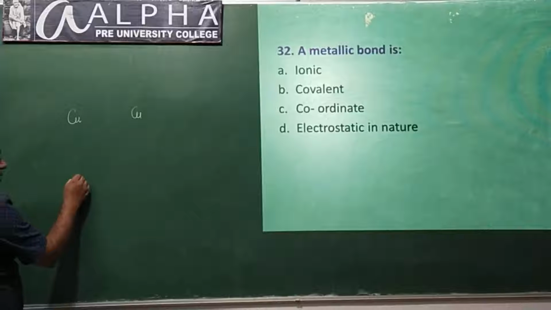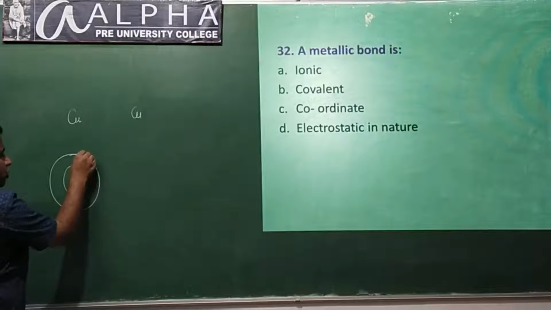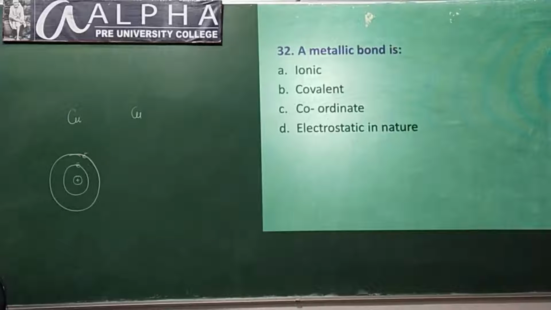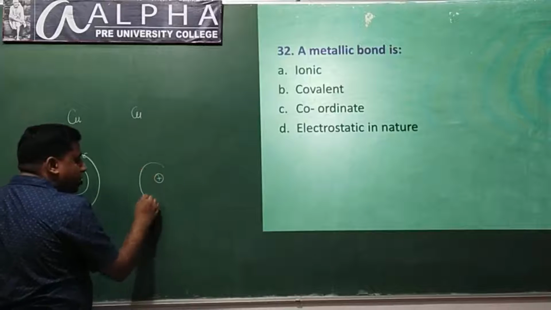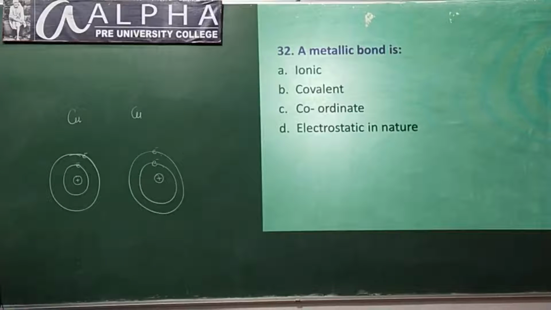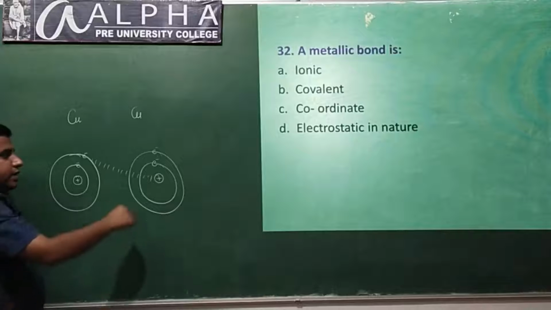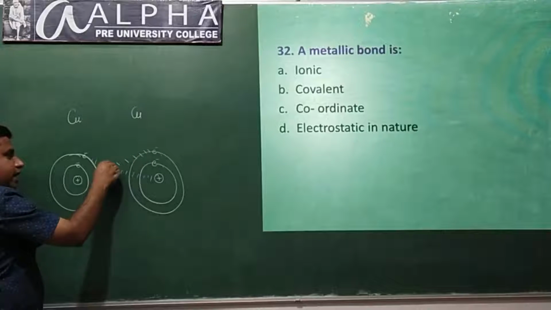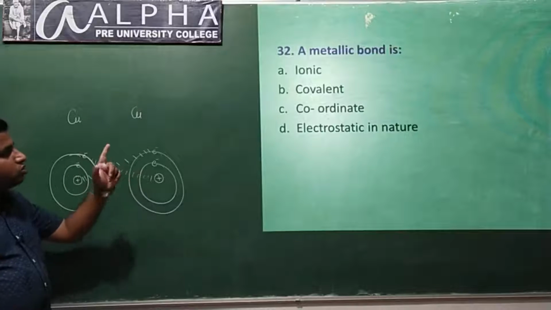In the case of a metallic bond, if I take a metal atom with a positive charge, electrons will be revolving around the nucleus, isn't it? If I take one more metal atom, again electrons will be revolving around the nucleus. Now the electrons of one metal atom will attract the positive charge of another metal atom, and the electrons of the next metal atom will attract the positive charge of the other metal atom. This force of attraction is called a metallic bond.